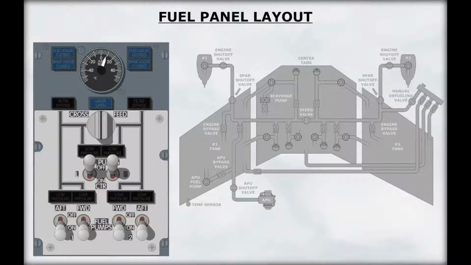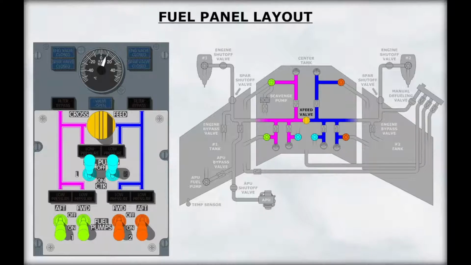The fuel panel incorporates a simplified system schematic. The location of the pump switches on the schematic indicates the approximate position of the associated pump within the fuel system. The lines depict the actual fuel feed from the pumps to the engines and the cross-feed manifold. Indicator lights provide a status of various components of the fuel system. We will now look at each of these components.